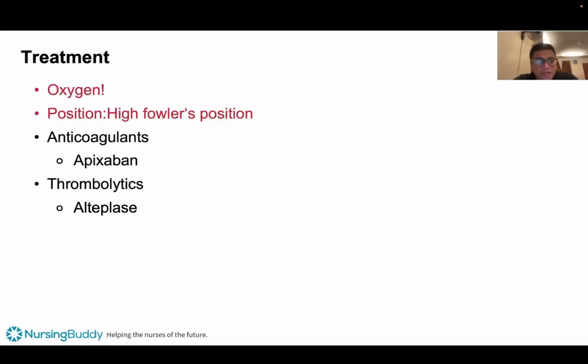How do you manage your patient? We give your patient oxygen. Yan, that's the priority here. How do you position your patient? We position them in high Fowler's position. This is to allow the expansion of the lungs. And we also give anticoagulants like apixaban and thrombolytics like alteplase.